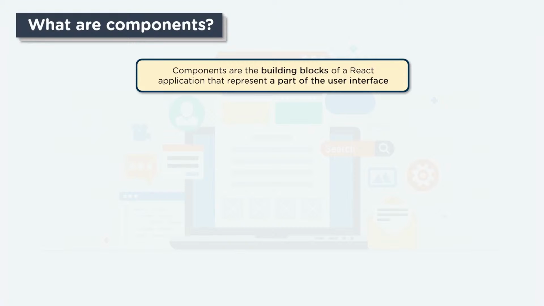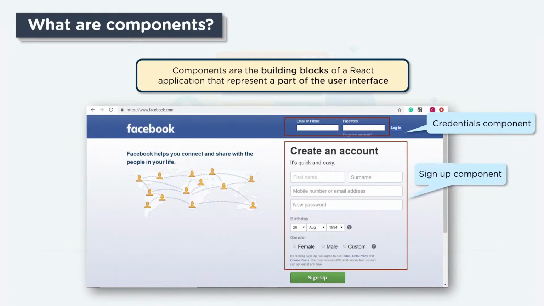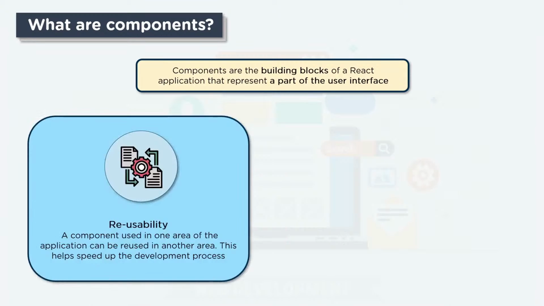Now to make it more understandable, consider the Facebook homepage. The entire UI can be broken down into several elements. Say we have the credentials component, the sign up component, the image component, and the logo component. Notice that each component adds something to how the homepage looks. Alright, reusability is one of the salient features of React components. One component can be reused several times across the application, and this improves the development speed.